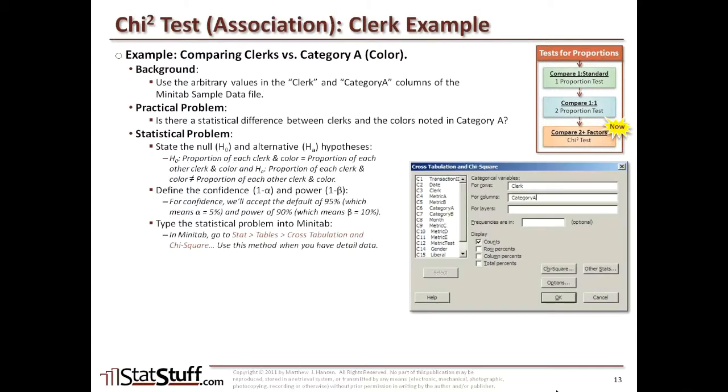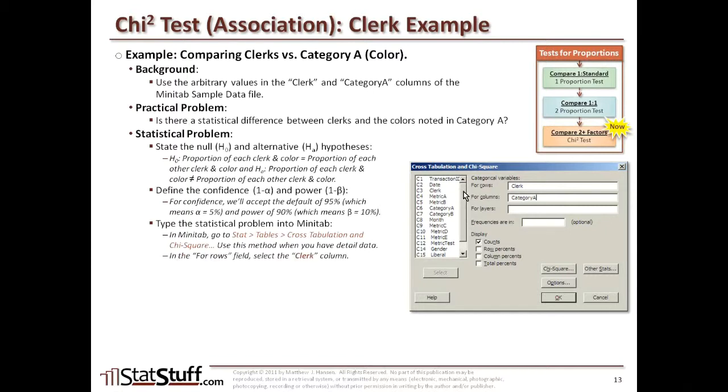And for how we type this into Minitab, it's going to look like this. We're going to use the example of the cross-tabulation in Chi² that's under the Stat and Tables menus from within Minitab. This is when we have a lot of detailed data that we're going to be looking at, when this one might be an advantageous form of the Chi² test to run.